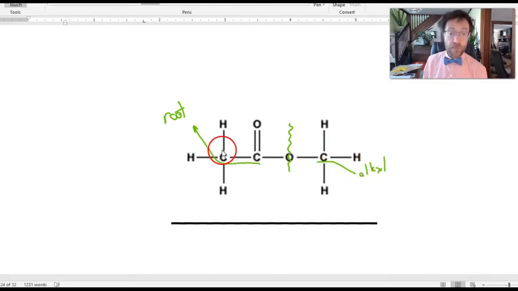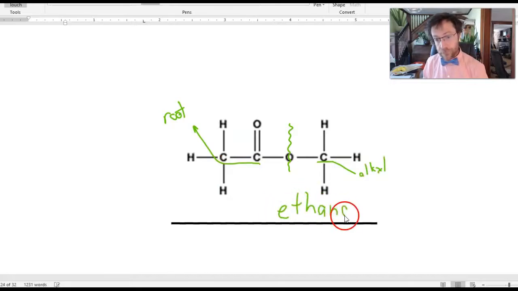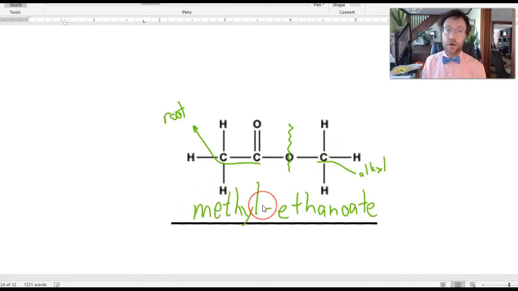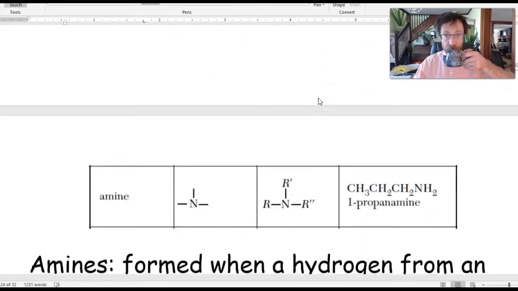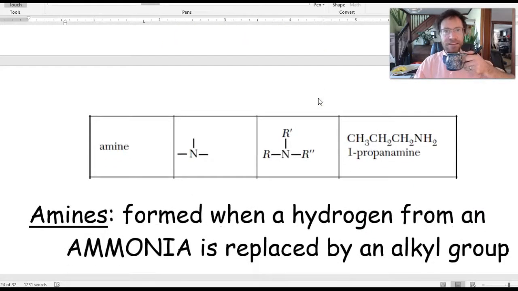So the root name, ethyl on the ethanoate, and this is going to be methyl ethanoate. Big, awesome. Remember, the side with the double bonded oxygen comes from the acid, and this side comes from the alcohol. That's it. I think that's all you need to know about it. Yep, that is it. That's all I need to know about that one.